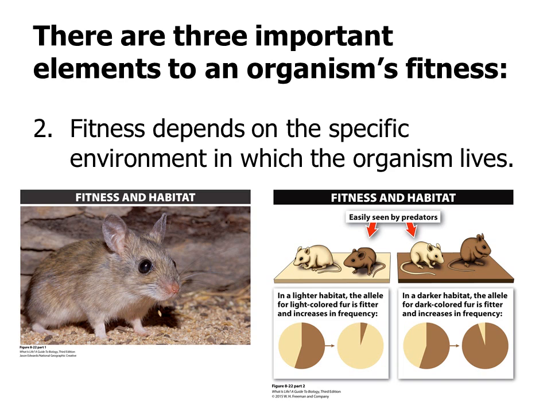Number 2, fitness depends on the specific environment in which the organism lives. So if you're a brown squirrel and you live in an environment that's brown, you're going to be better camouflaged, you don't get eaten, you don't die, you have more offspring, you have more fitness. Now you take that same brown squirrel and you put it in a sandy white environment, it's going to get killed off, it's not going to reproduce. So the fitness depends on the environment.